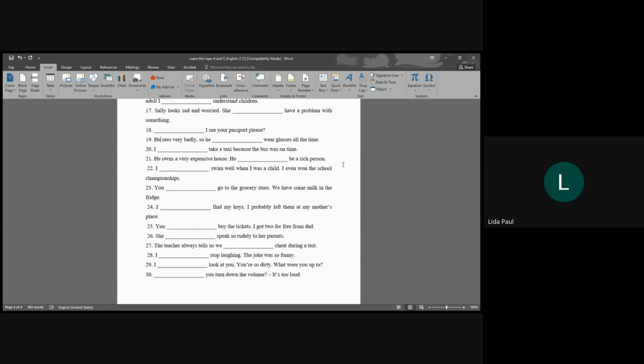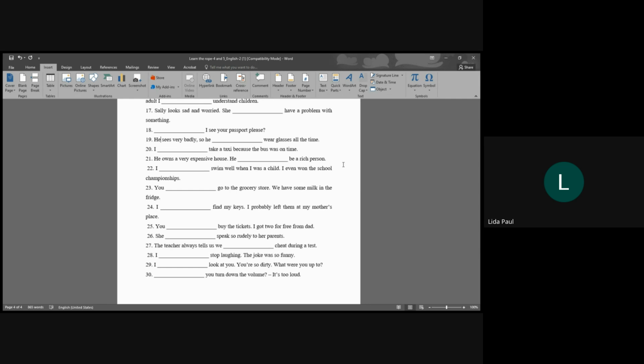Okay? All right. 25: "You ___ buy the tickets. I got two for free from that." You should buy the tickets? No. Look at the second sentence. You needn't buy the tickets. Okay, you needn't or you need not buy the tickets.